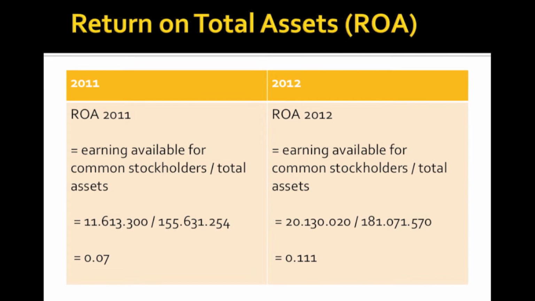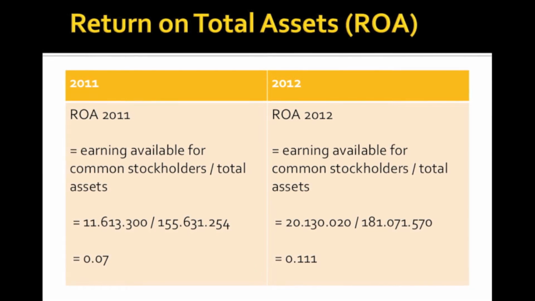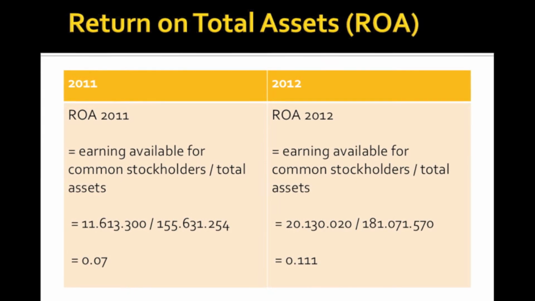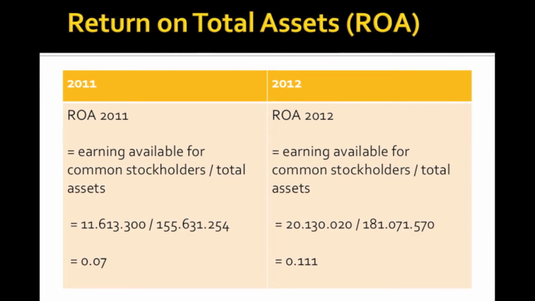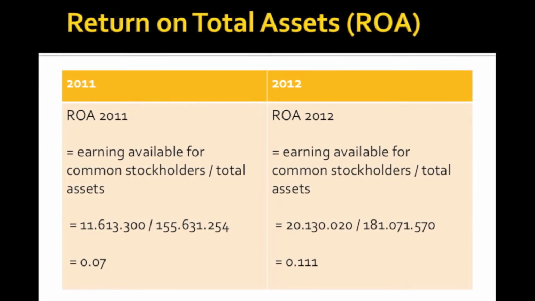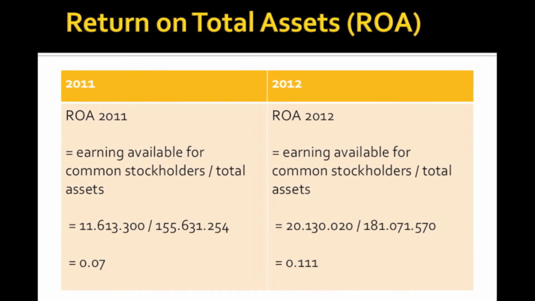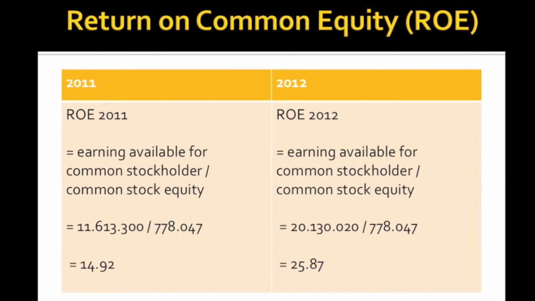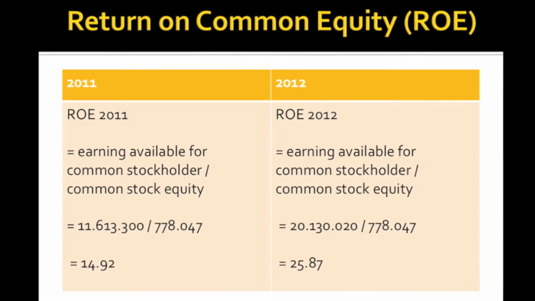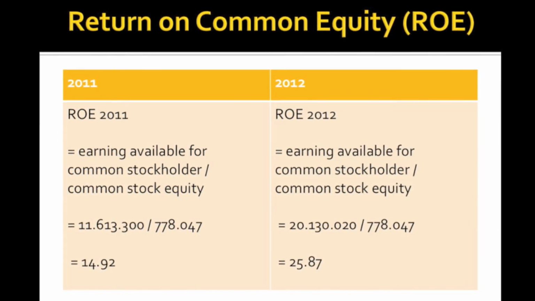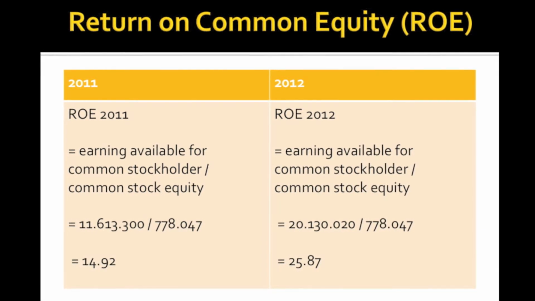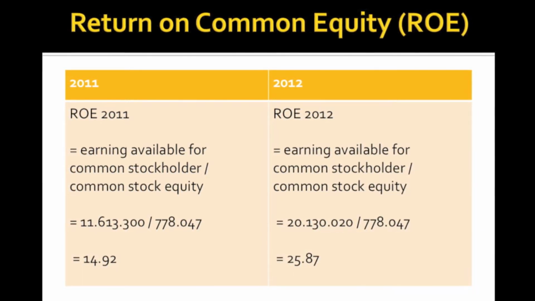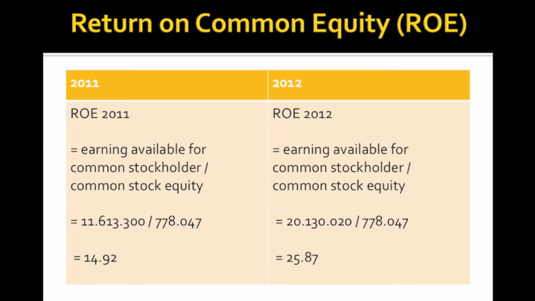Return on assets also has increased from 0.07 cents to 0.11 cents. There's an increase in net profit, and in total assets. And slightly more profit is able to be generated from every 1 Korean won of assets. Return on common equity also has shown an increase that almost doubled the number from 2011 to 2012. It has increased drastically from 14.92 cents to 25.87 cents.